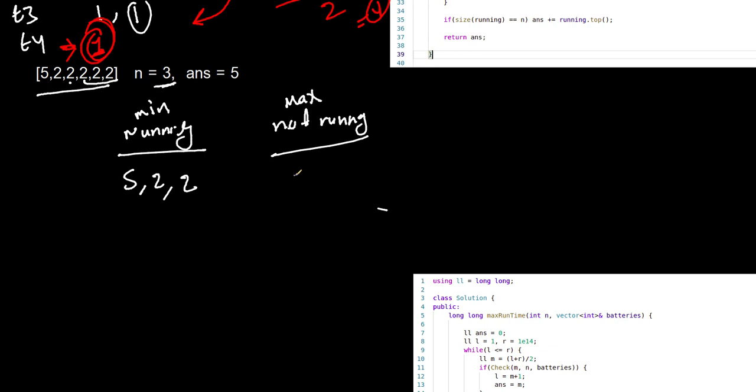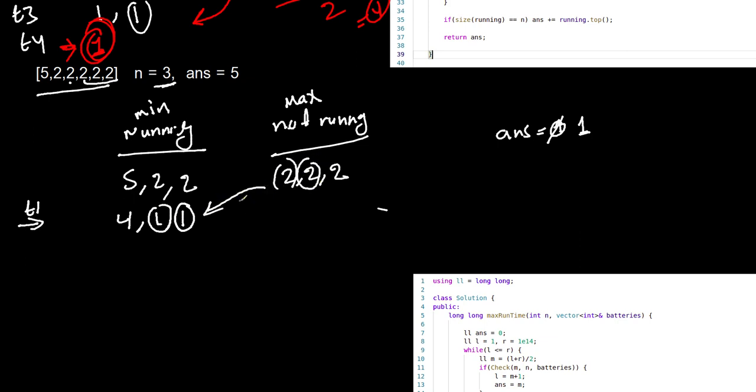So here we have 2, 2, 2. At time 1, or the first minute, we subtract 1 from the running, and we increase the answer by 1. Now the minimum of this queue, these values are less than the maximum of these values, so we swap. This becomes 4, 2, 2, and we bring the 1, 1 to the not running queue.